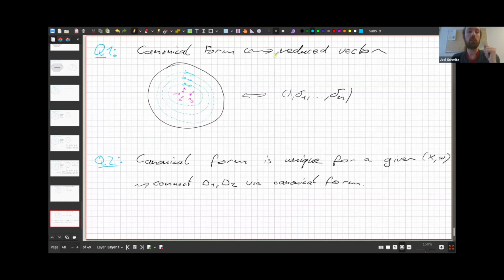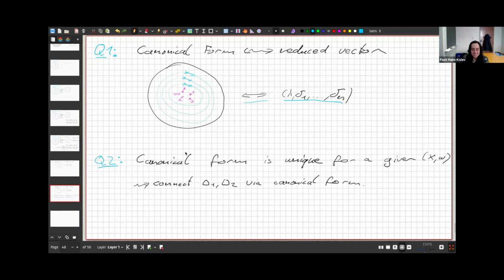And we also found an answer to question 2. Because of this one-to-one correspondence, and because the reduced vector uniquely determines the symplectic form, we also know that the canonical form is unique for some given X, omega. So to connect two different base diagrams, we can just connect them to the canonical form. The canonical form will be the same thing. So we have constructed a braid that connects two base diagrams. So yeah, we've answered both our questions. That makes me happy. I hope you're happy. And I'm also happy to answer any questions you might have.